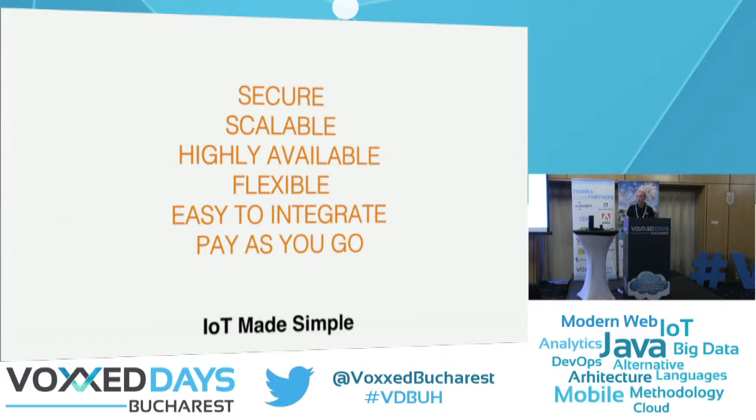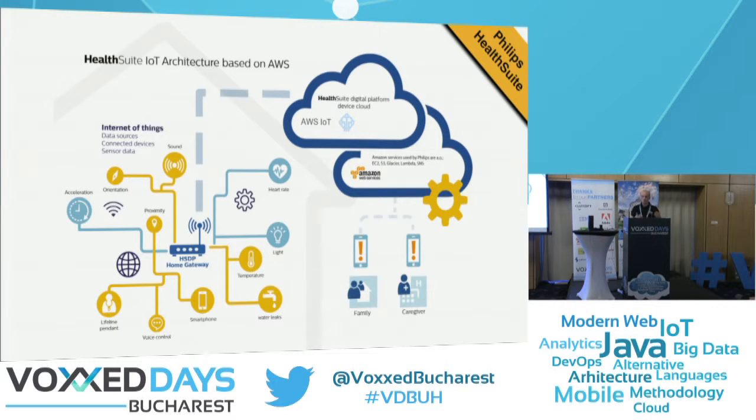We try to make it flexible, in the sense that with all these features like the rules engine and the shadow, you can really have a flexible way to interact with your devices. It's easy to integrate with other backend services and even with on-prem services, and it's pay as you go. This was only released in December of 2015, so it's pretty new. We're starting to have some companies like Philips develop on it, and the sprinkler system I was showing you earlier is actually already running on it.